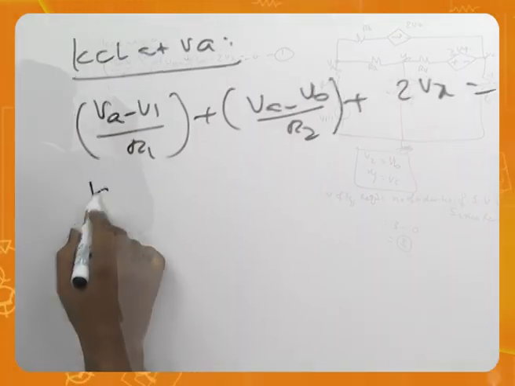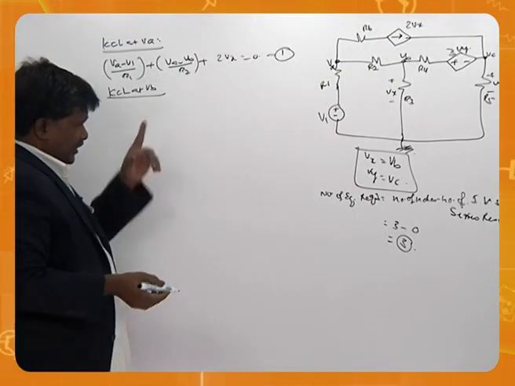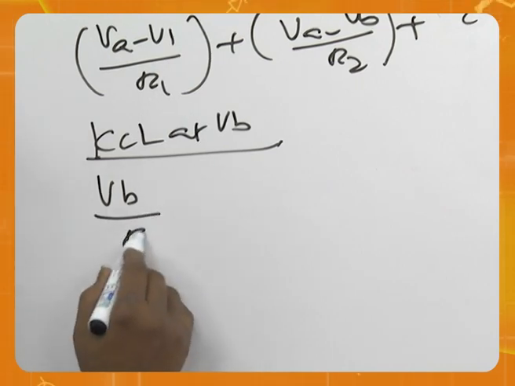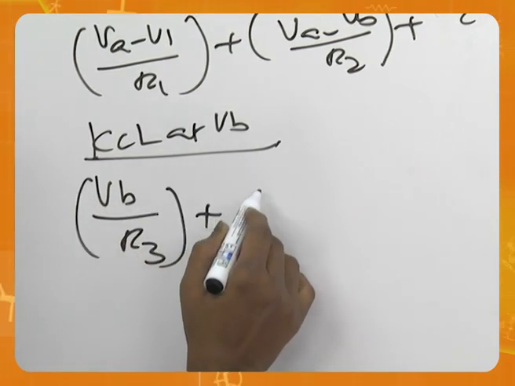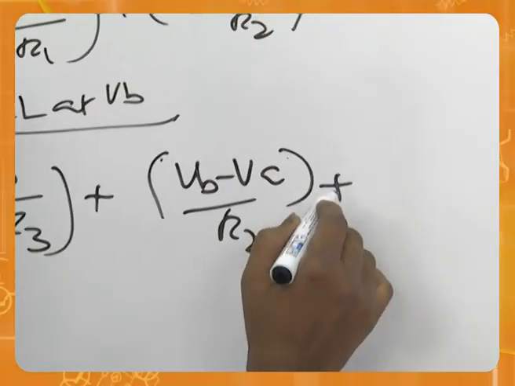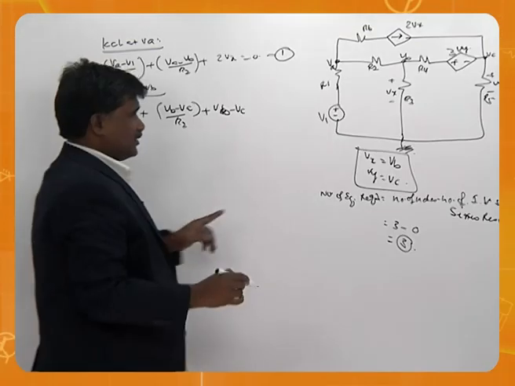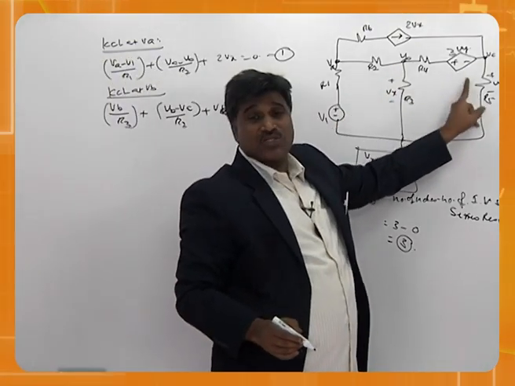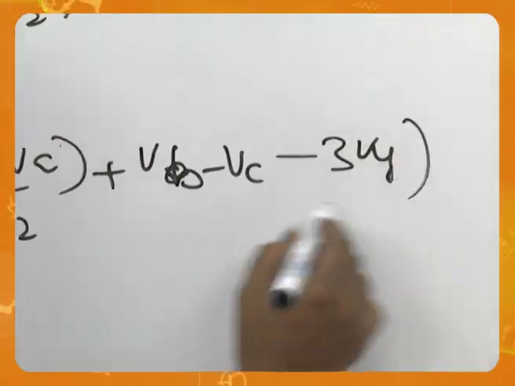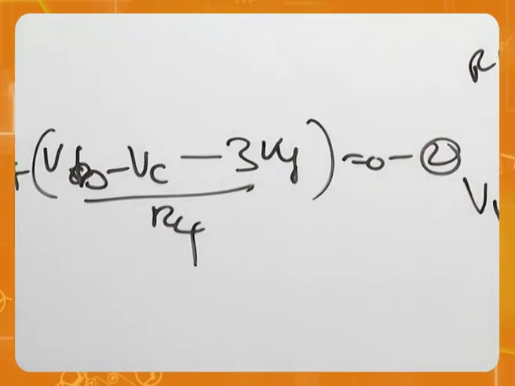Then coming to second, KCL at VB. What is that? VB by R3, VB minus VA by R2, VB minus VC. See, between VB and VC there is another source. We need to see that. That is minus 3Vy by R4 is equal to 0. Got it?